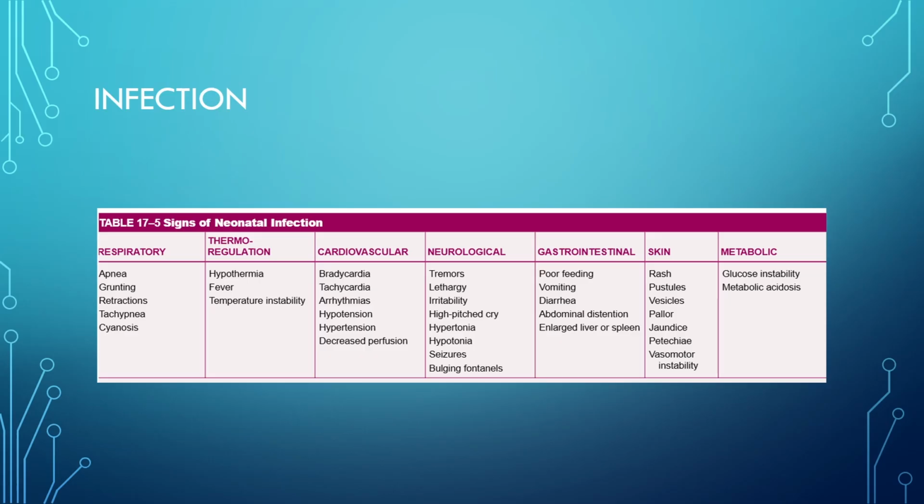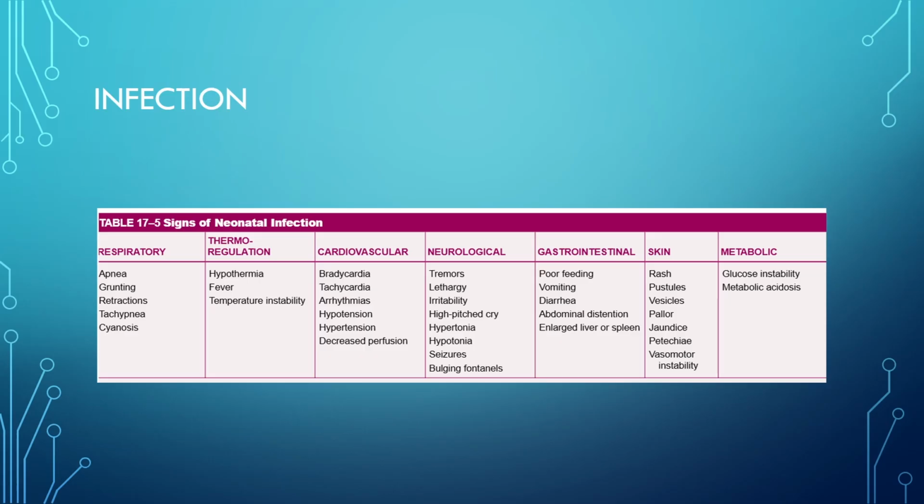Okay, neurological system, issues that you might see: tremors, lethargic. They might be irritable or have a high-pitched cry. Their tone is either going to be increased or decreased. They could develop seizures, have bulging fontanelles.